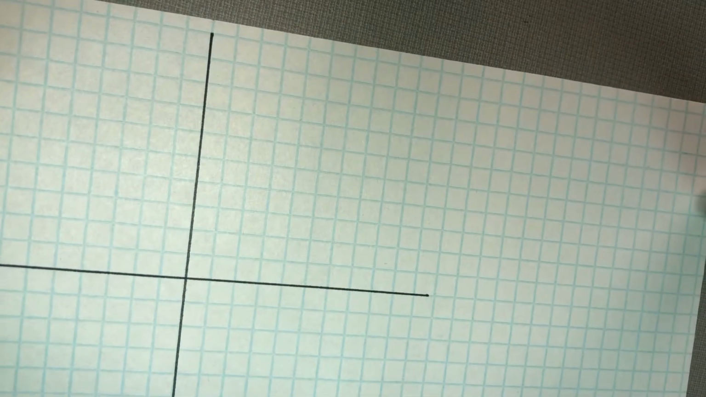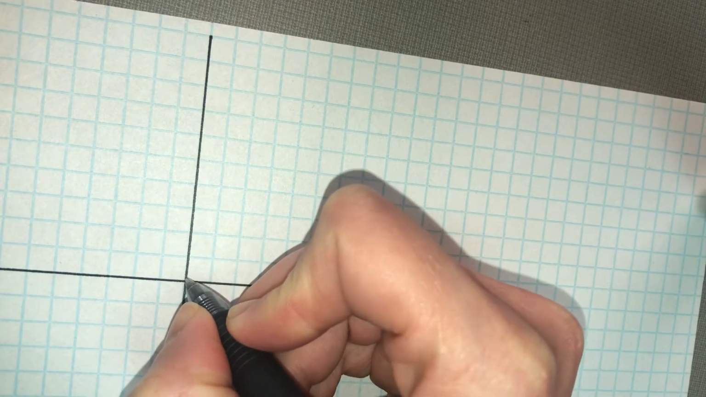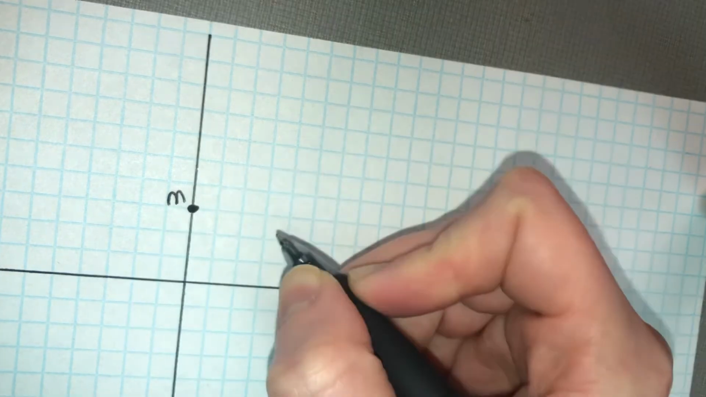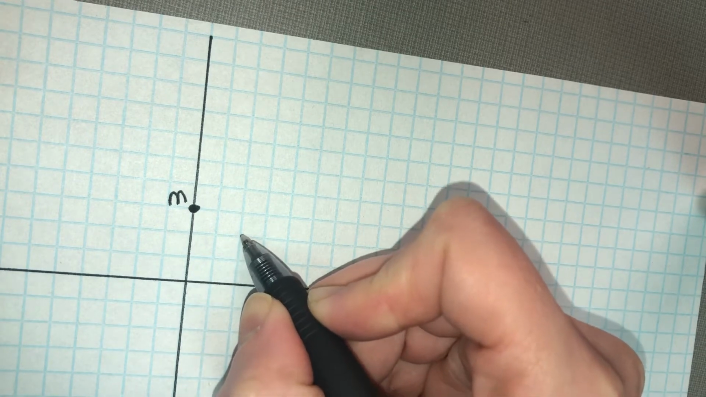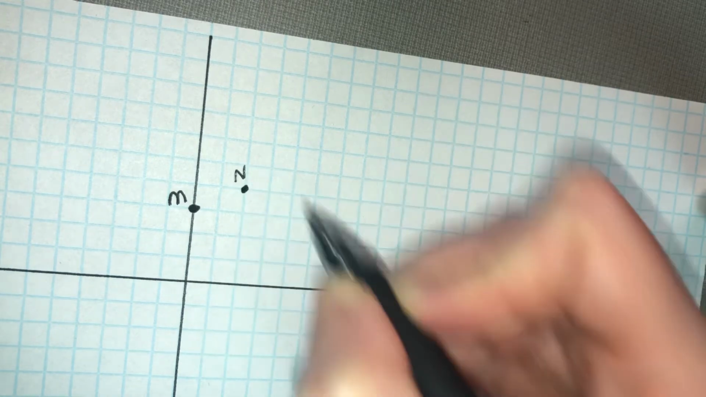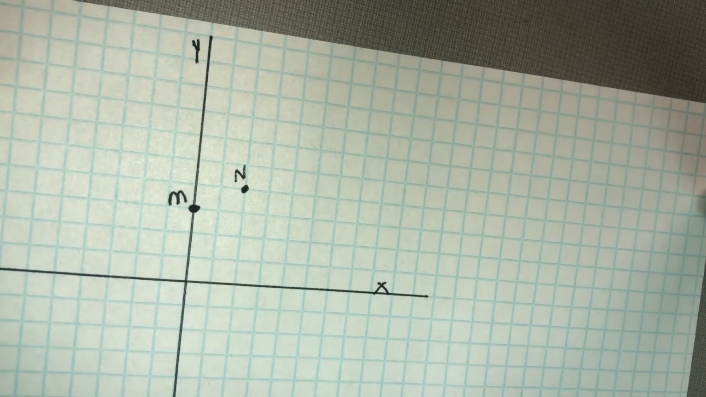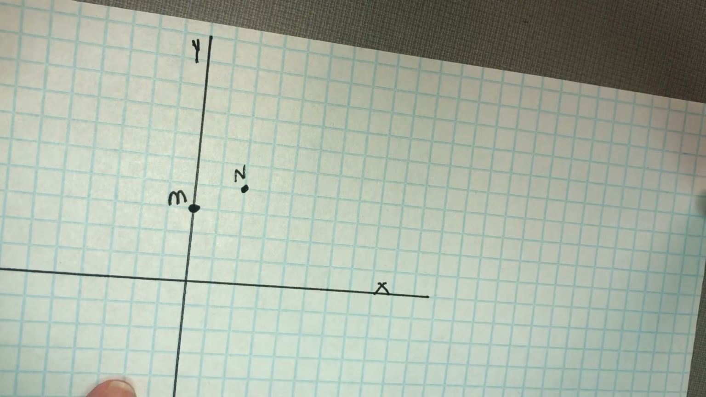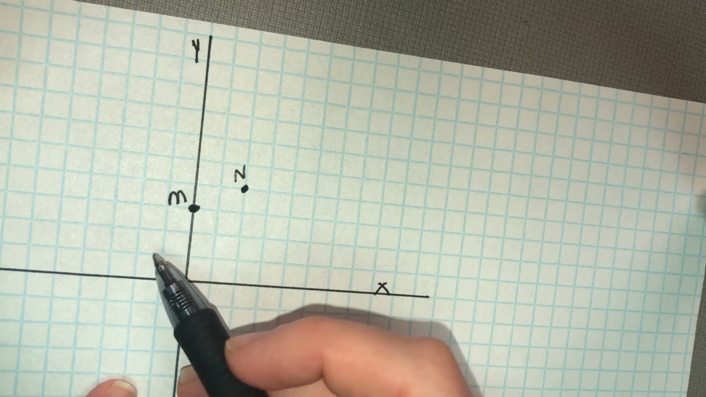Okay, so I'm going to start by plotting my point M, which is at 0, 3. My point N is at 2, 4. Remember, this is my x-axis and this is my y-axis. The x number in the point is what goes first, and then the y number in the point is what goes second. So there's my line MN. It's going to go through those 2 points.